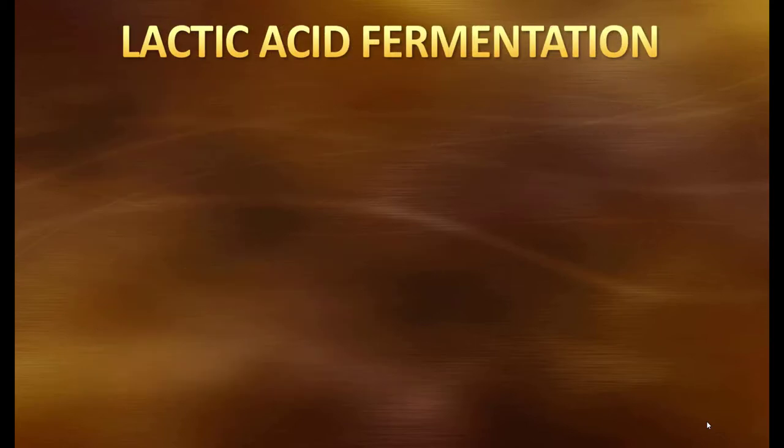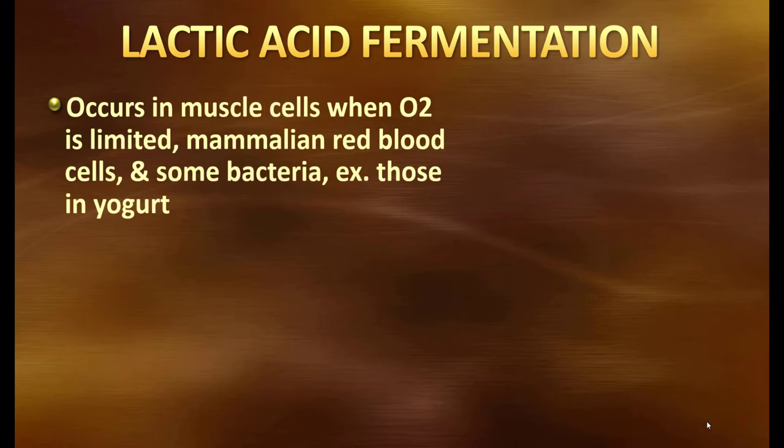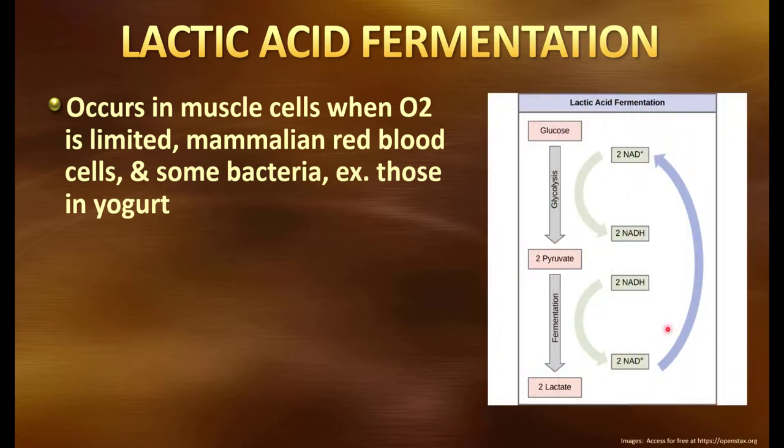First, let's look at lactic acid fermentation. Lactic acid fermentation occurs in some muscle cells when there's not enough oxygen for those muscle cells, some mammalian red blood cells, and some bacteria will do lactic acid fermentation. For example, the bacteria that we see in yogurt. This shows us that pathway.